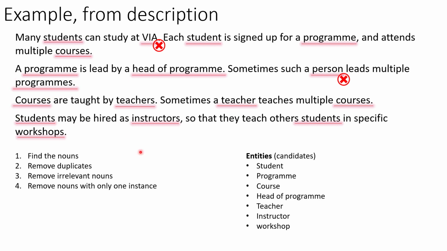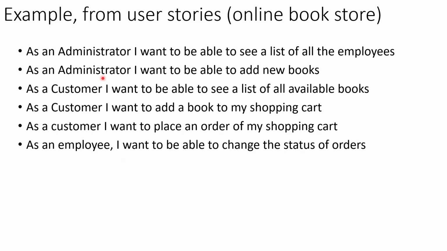In your semester project, you're going to have user stories, but the idea is the same. I have taken out a handful of example user stories. This is also about books and I think an online bookshop, we could call it. So there's a shopping cart and we can see available books, and the administrator can see a list of employees and add books, and the employees can change the status of orders to received and processed and sent, I guess, something like that. So you go through your user stories, you find the nouns again, we find an administrator.